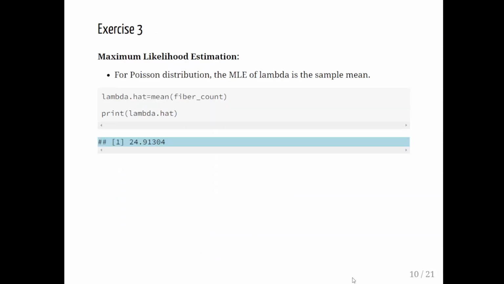Okay. So the maximum likelihood estimation. For the Poisson distribution, the maximum likelihood estimator of lambda is the sample mean. So essentially we just extract the mean of the fiber count. There we have it, 24.91.